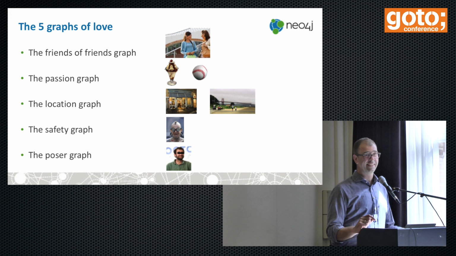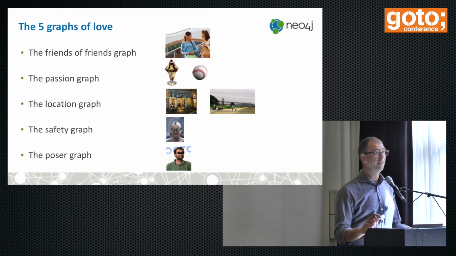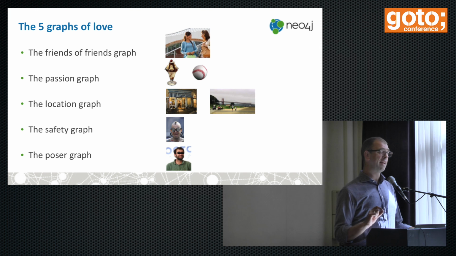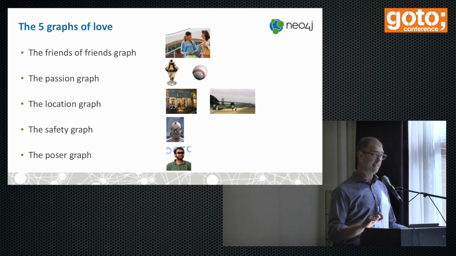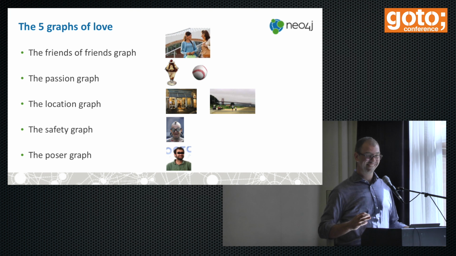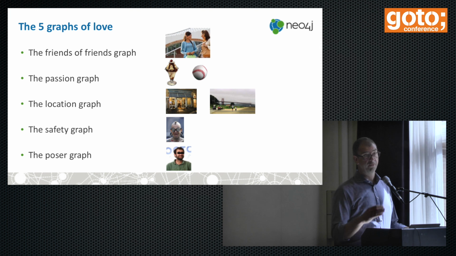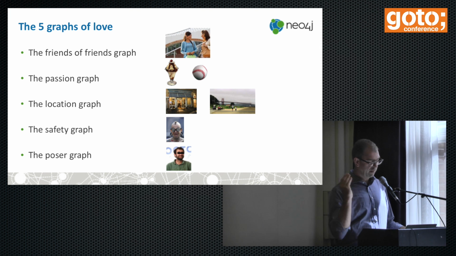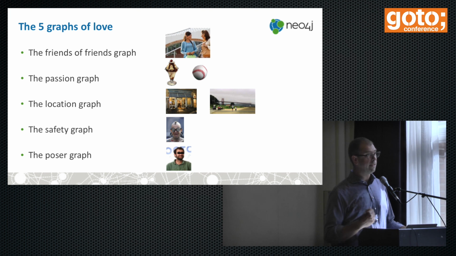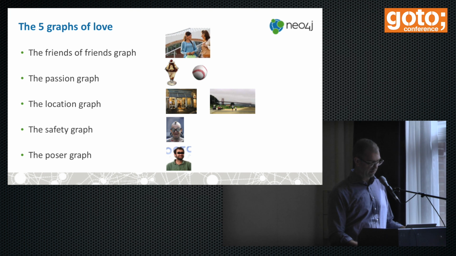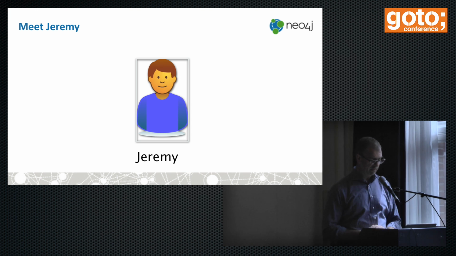And actually many of those dating sites, I don't know if you know this or not, make an effort not to suggest the best date on the first date, because they want you to come back. That's how it works. But they look at these different aspects. We call these different graphs: the friends of a friend graph, the passion graph, the location graph, the safety graph, because you don't want to be dating someone that you cannot trust, and the poser graph. And we'll go into that a little bit.